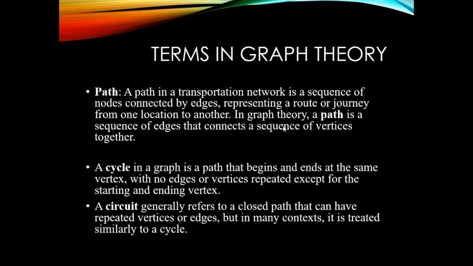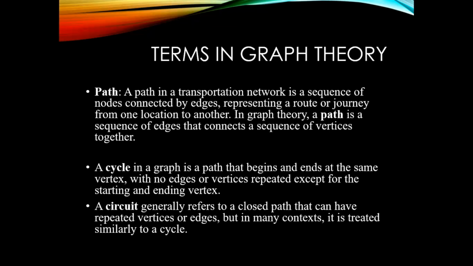So moving to the next part, we have paths, still under the terms in graph theory. A path in a transportation network is a sequence of connectivity between nodes and edges in a network. So in graph theory, a path is a sequence of edges that connects a sequence of vertices together. One thing we need to understand about a path is that it comes in the form of a sequence.